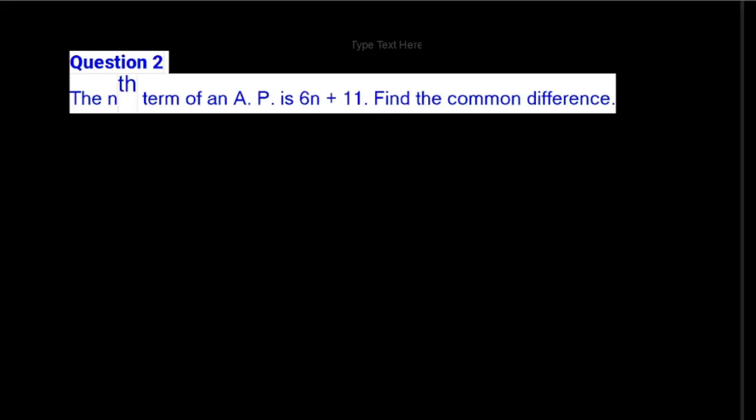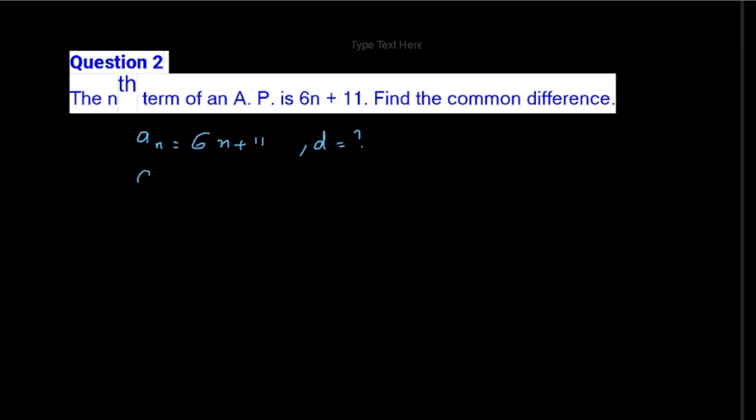Now the next question is: the nth term of an AP is 6n plus 11. Find the common difference. That is the general term we are given: An is equal to 6n plus 11. We have to find out D. What is D?